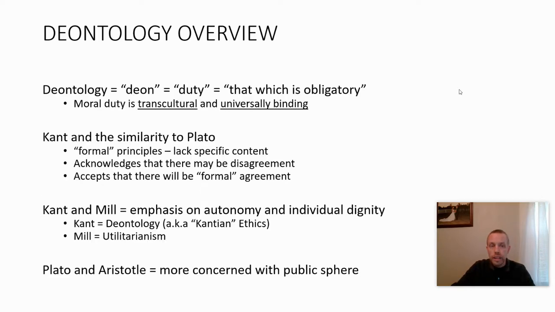The word deontology, from the Greek meaning duty, that which is obligatory, looks at moral duties, which, as was previously stated, are transcultural and universally binding. Now, Immanuel Kant, the Enlightenment philosopher most associated with deontology, is both similar to the ancient philosopher Plato and also has certain emphases in common with John Stuart Mill.